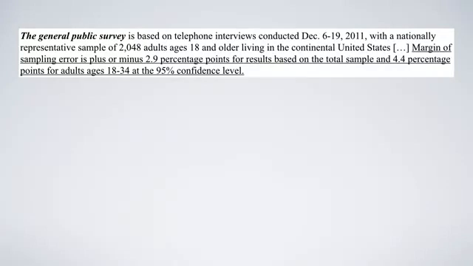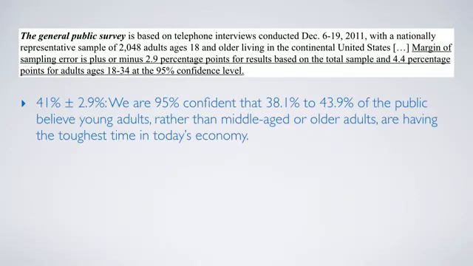With all such studies, the margin of error is often reported, and this information can often be found in the fine print. So what does this mean? Remember, the study had estimated that 41% of the public believes that young adults, rather than middle-aged or older adults, are having the toughest time in today's economy, meaning that 41 plus or minus 2.9, we are 95% confident that 38.1% to 43.9% of the public believe young adults, rather than middle-aged or older adults, are having the toughest time in today's economy.